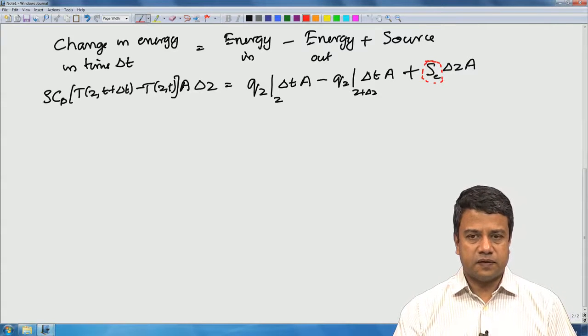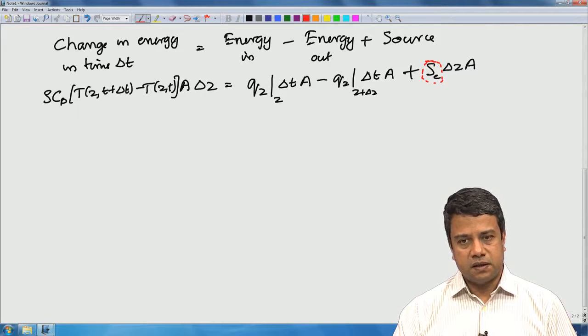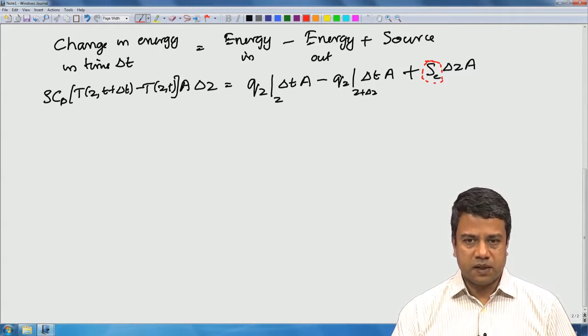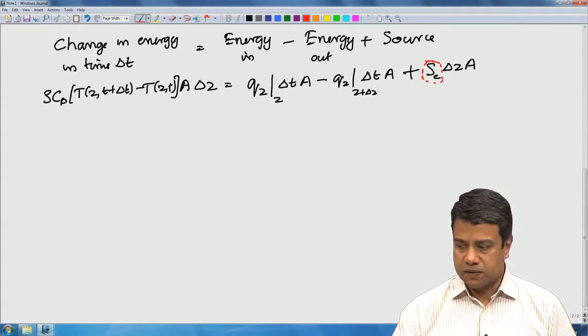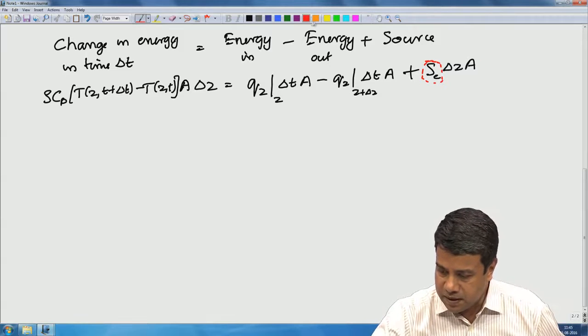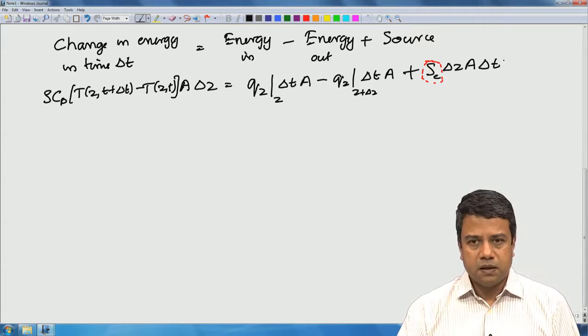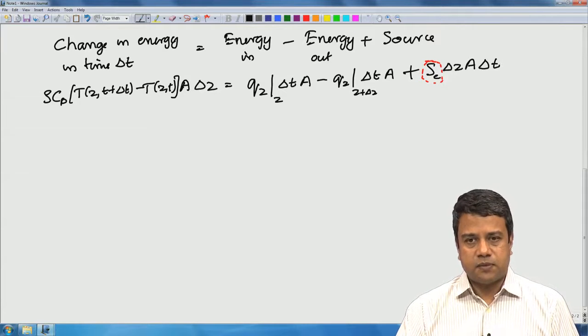So, for example, if you have a certain reaction taking place, there is a certain amount of energy that is generated per unit volume of the fluid depending upon the concentration of the reactants per unit time. So, that has to be multiplied by the volume and by the time delta t. Okay. So, that is a fundamental balance equation.